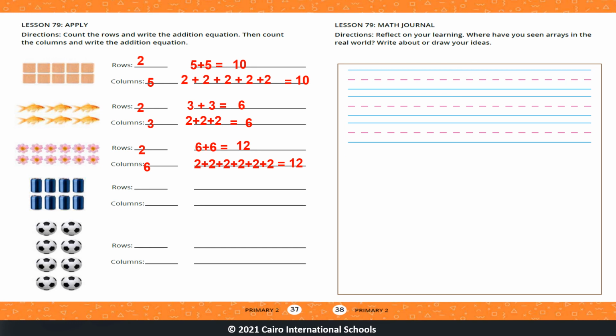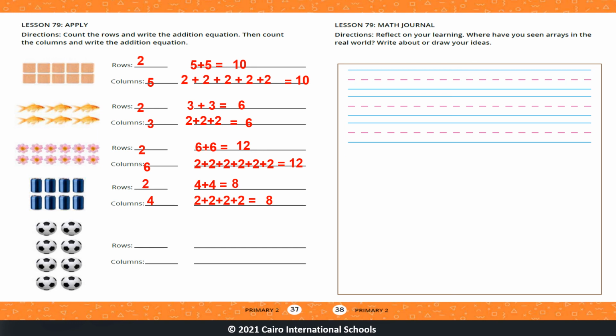The next one, now count the number of rows. 1, 2. It has 2 rows. And has how many columns? 1, 2, 3, 4. Has 4 columns. So the addition equation for rows will be 4 plus 4 equals 8. And the addition equation for columns, we will add 2 to itself 4 times because we have 4 columns. So we will write 2 plus 2 plus 2 plus 2, 4 times, equals what? Equals 8.